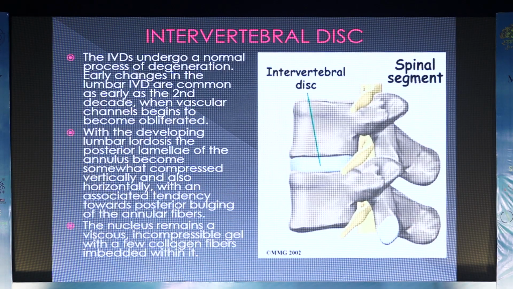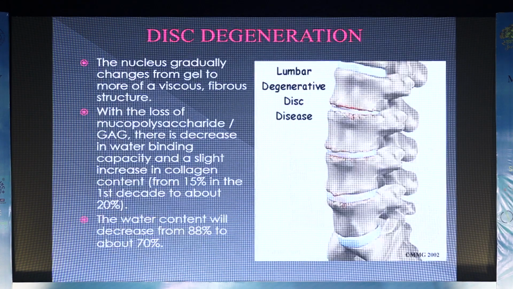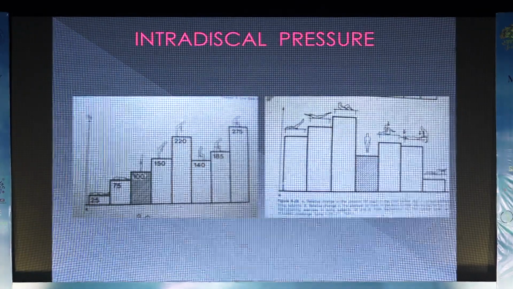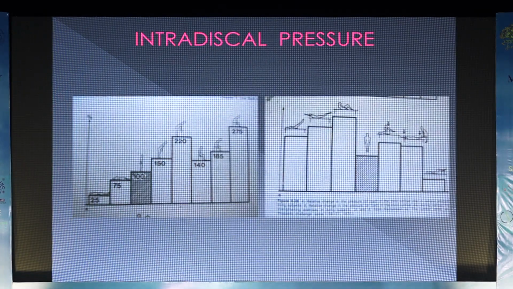The disc pressure changes with the change in position, with the activities. Right? The disc pressure is minimum in the semi-fowler position. Semi-fowler means in supine position with hip flexed and knee flexed, that is the minimum. And it further increases when you lie down supine with the straight knee. It further increases in standing erect, further increases in sitting erect, and further increases in standing and bending forward, and again further increases in sitting and bending forward.